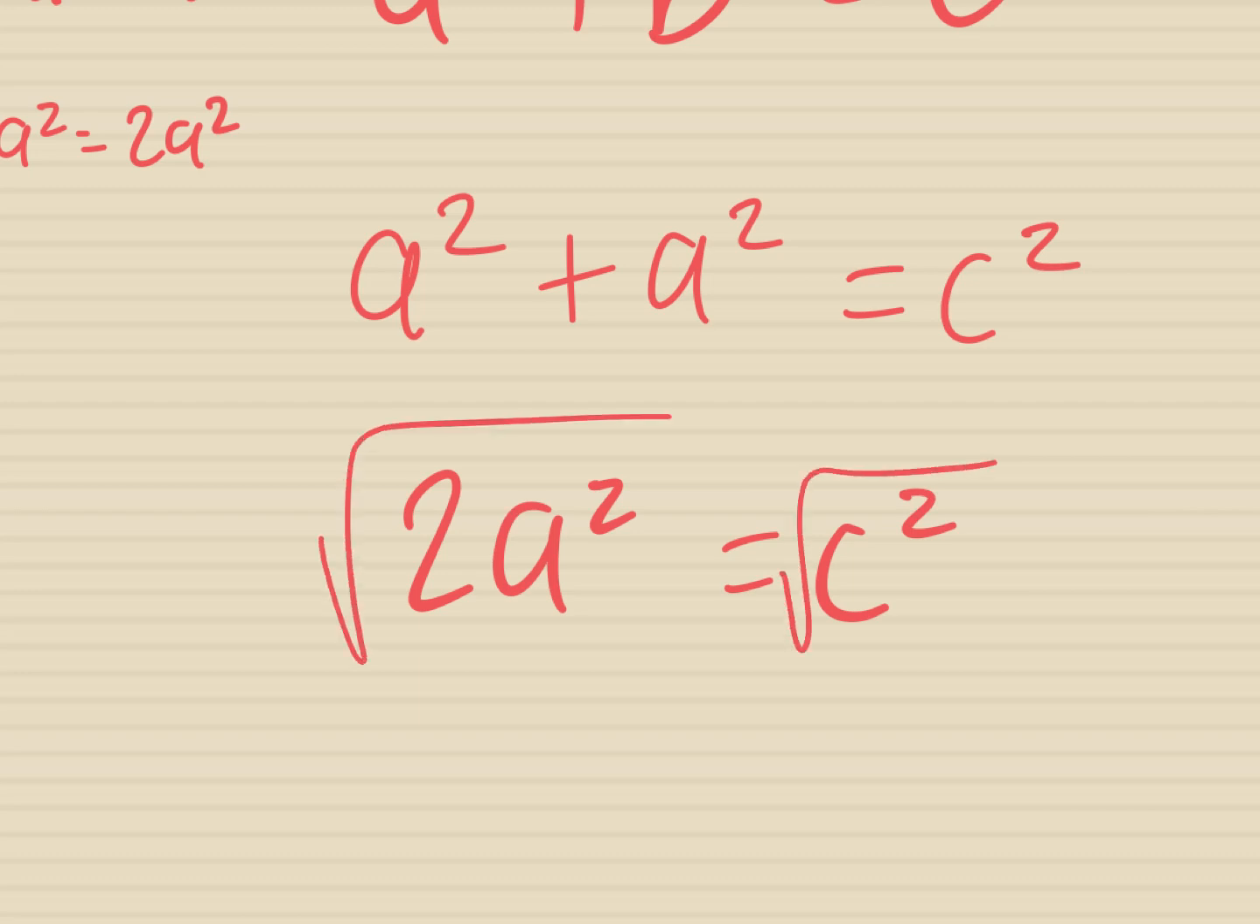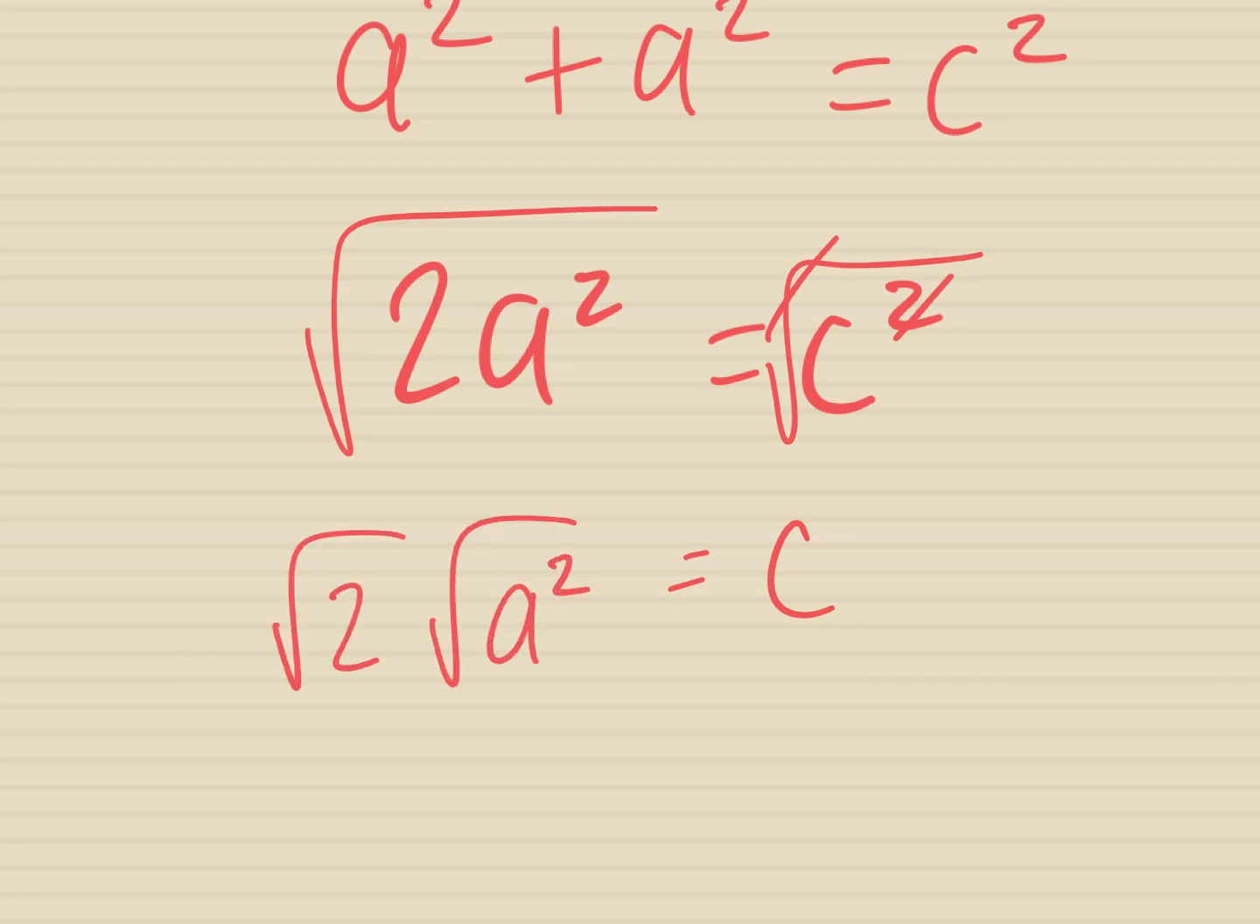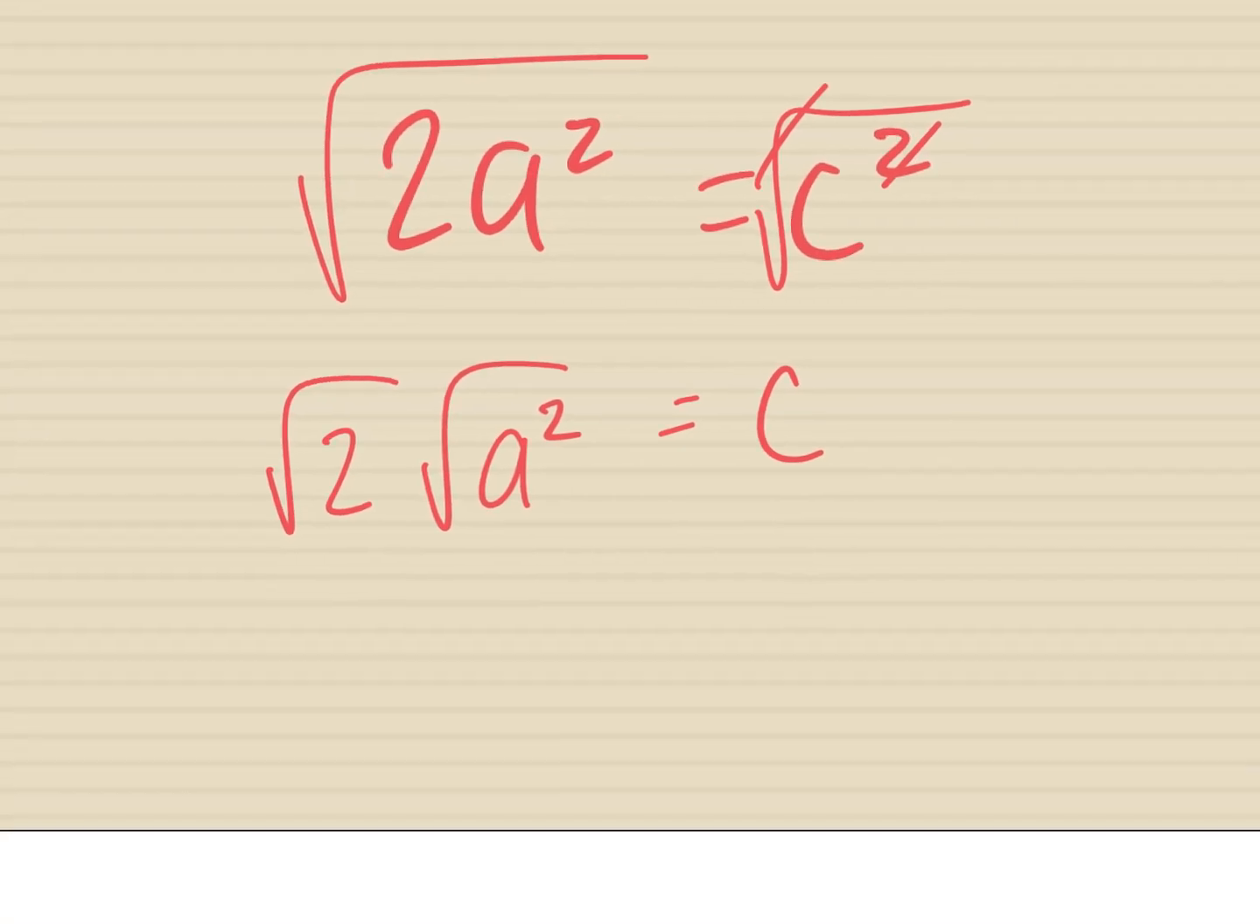Ooh, take the square root of both sides. I like that, Gio. What happens when you square root something that's squared? They cancel out. So what do I have on the right-hand side? Just c. Now, the square root of 2 times a squared. Do you guys agree I can break that up? I can write it as the square root of 2 and the square root of a squared. Okay. Do you notice anything else that will cancel? A squared and the square root.